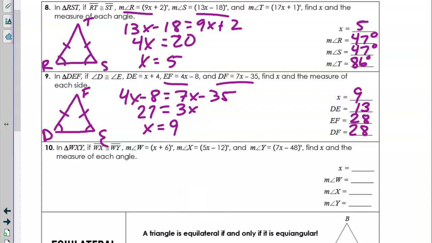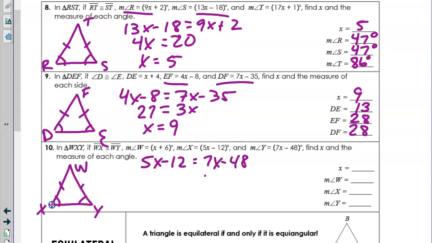What is my vertex angle? W. W, very good. And then it doesn't matter where you put x and y. So what two did you set equal? 5x and 7x. Yeah. You're going to give the equation, go ahead. 5x minus 12 equals 7x.